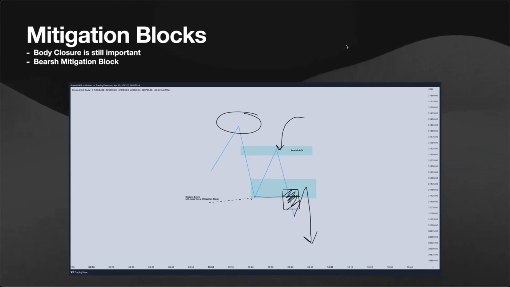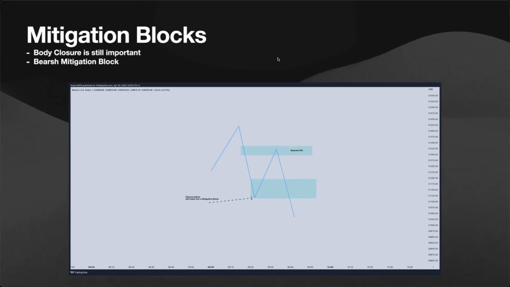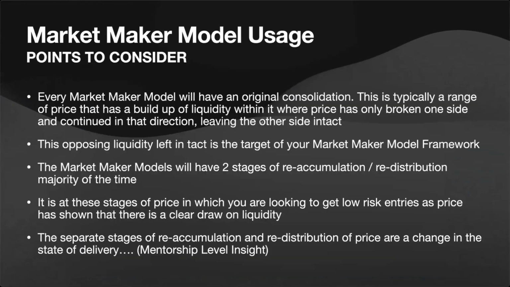So now you know breaker blocks, the way I use it, or the way it's supposed to be used, and mitigation blocks. So, market maker models and their usage. The points to consider now: having said all of this, I'm sure some of you must have dozed off by now. Or if you are a determined student, you would not have dozed off.